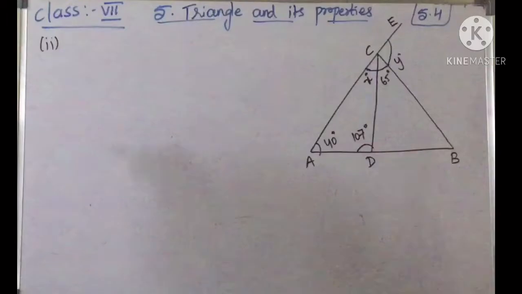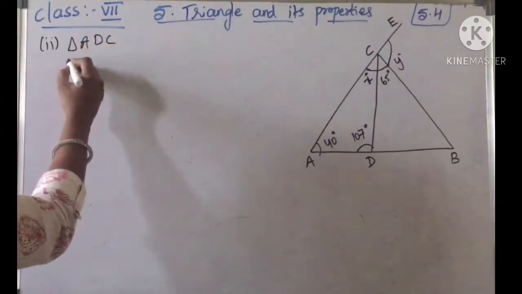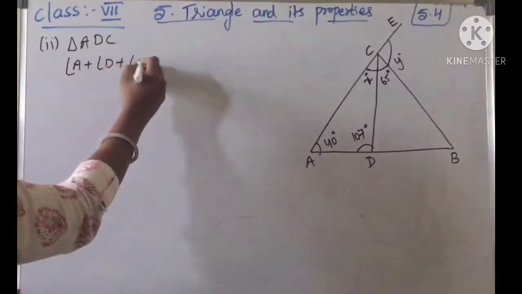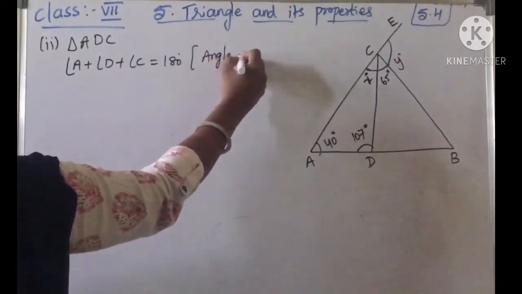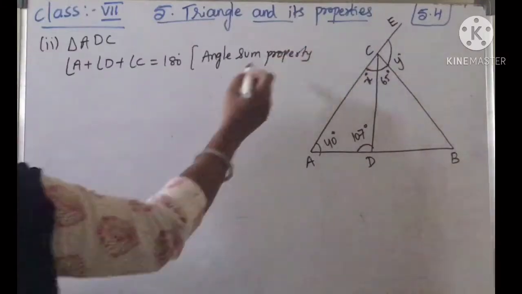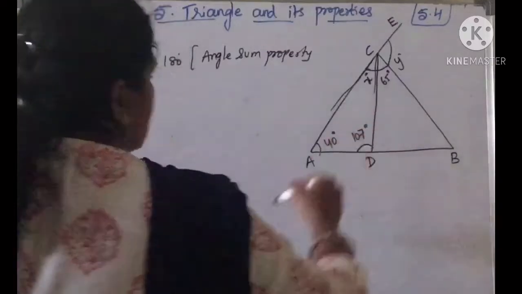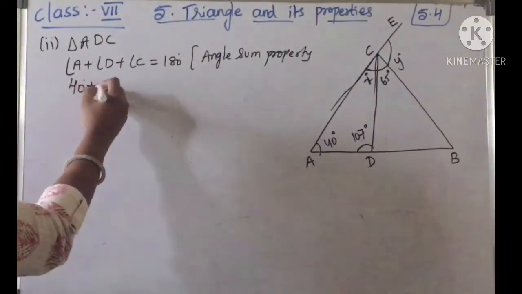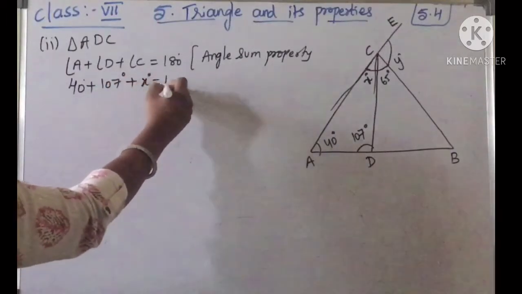So first, we are taking triangle ADC. In triangle ADC, here angle A plus angle D plus angle C is nothing but 180 degrees. This is nothing but angle sum property. So here we are considering only this small triangle. Right? So what is A? 40 degrees and D is 107 degrees and C is x, equal to 180.